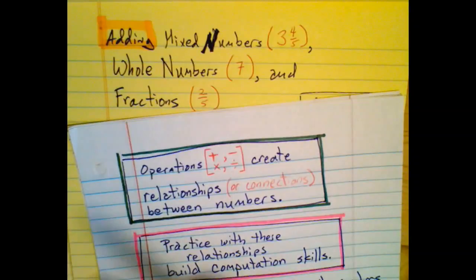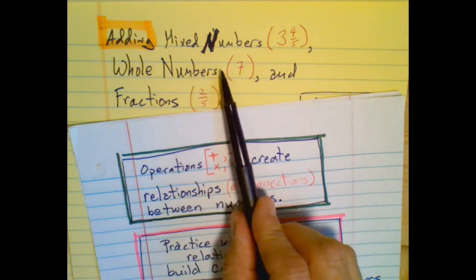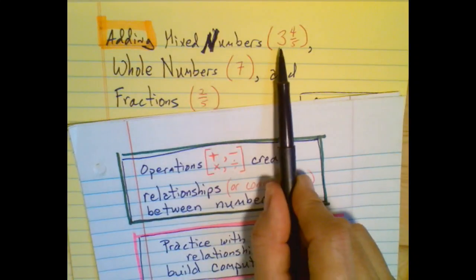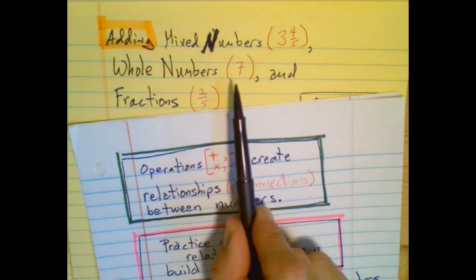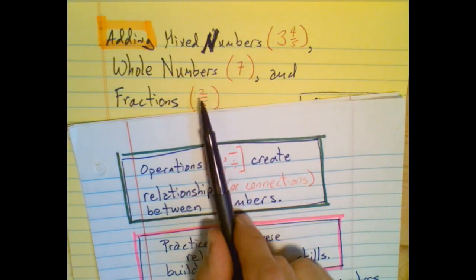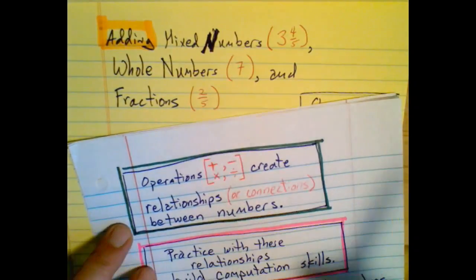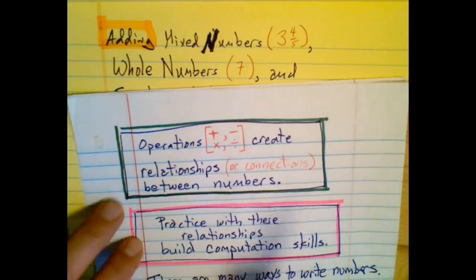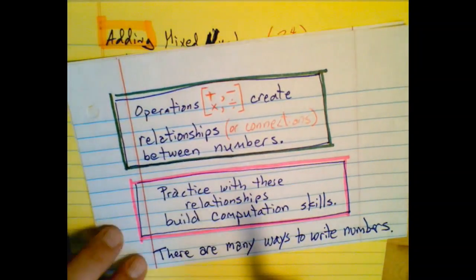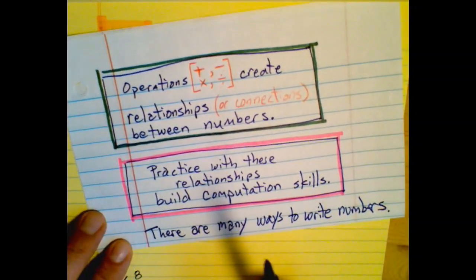So this time we're going to consider adding mixed numbers, whole numbers, and fractions. Recall a mixed number is where you have a whole number and a fraction. A whole number is simply a value with no fraction, and a fraction has a numerator and denominator. But again, we're going to remind ourselves of some particular understandings.